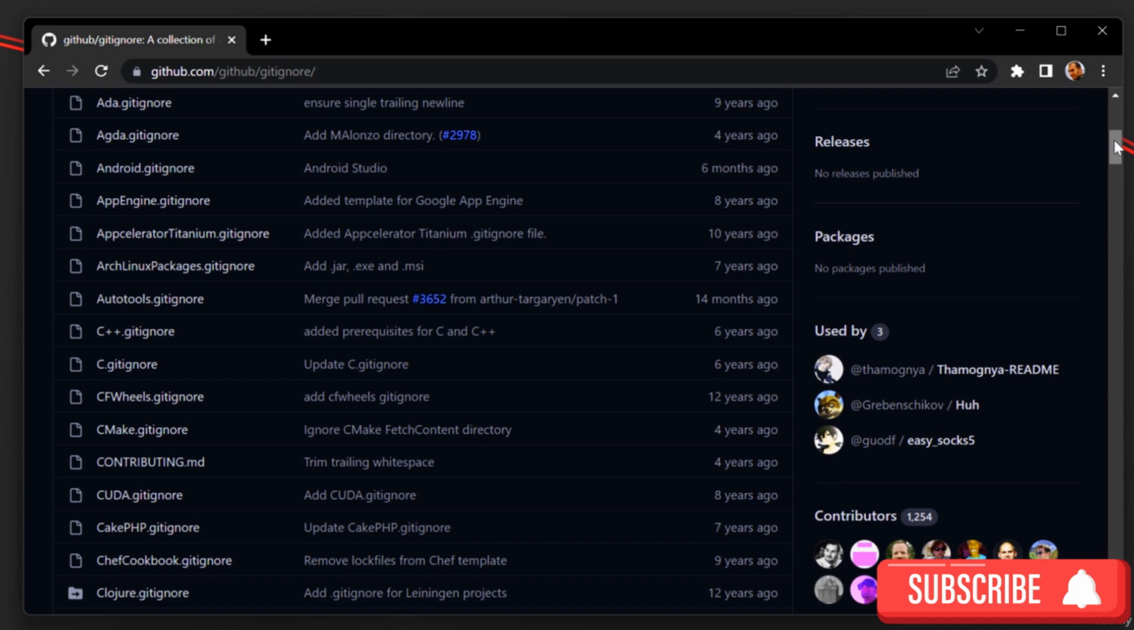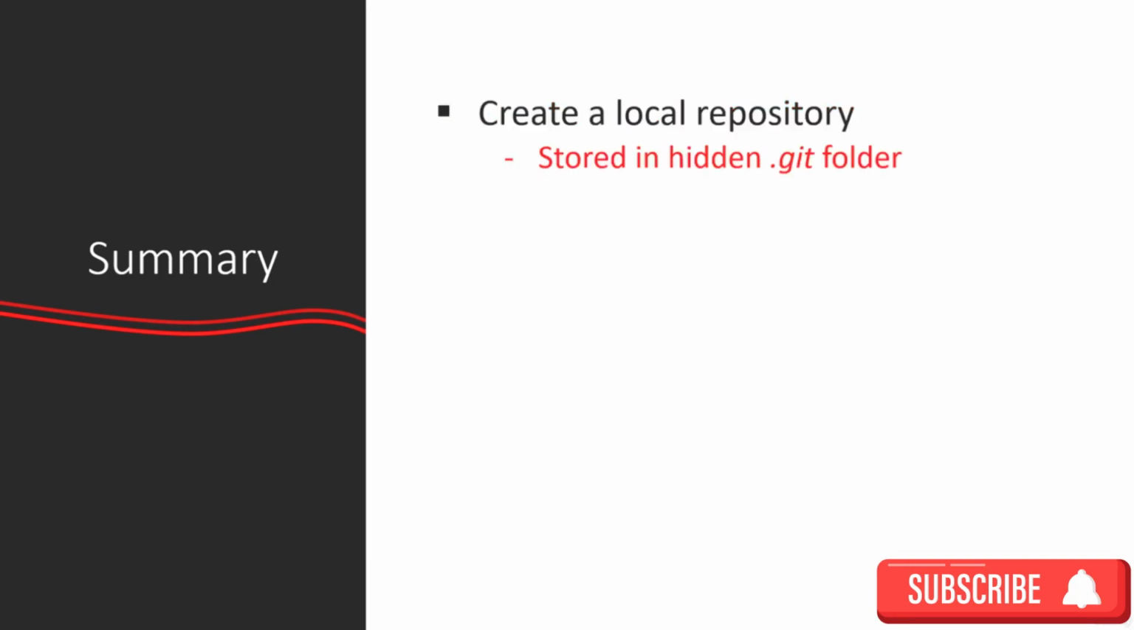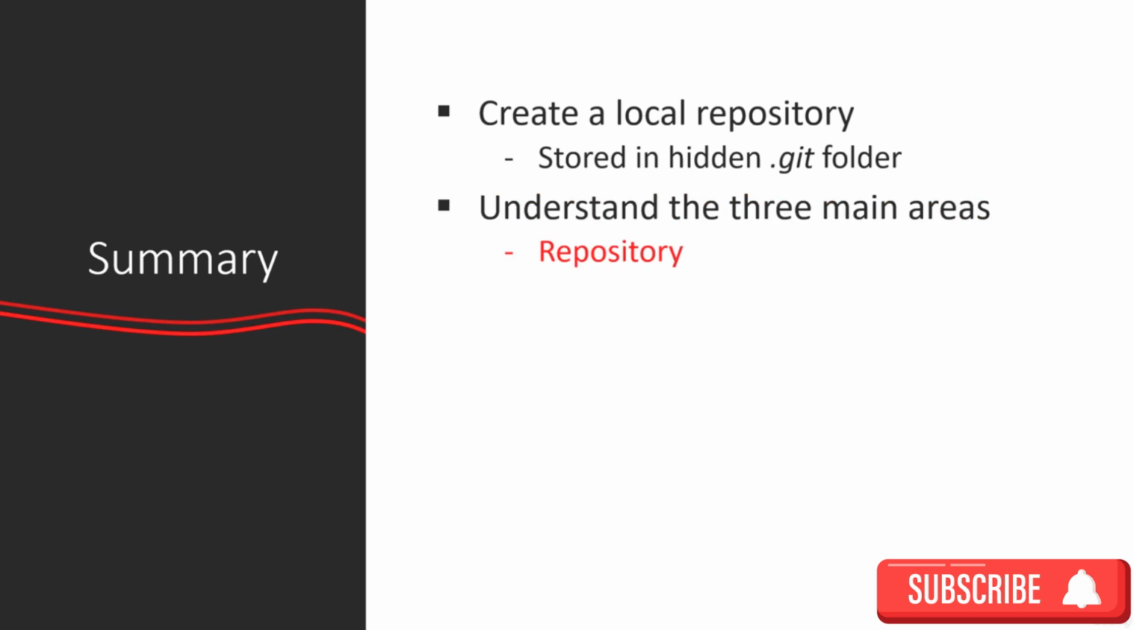Alright, so far to working with local repositories. Now let's wrap up what you have learned in this lesson. You learned in this lesson how to create a local repository by using the git init command. I showed you that the Git repository is stored in a hidden .git folder. I also ensured in this lesson that you understand the three main areas that you use when you work with Git: the repository, the working directory, and the staging area.